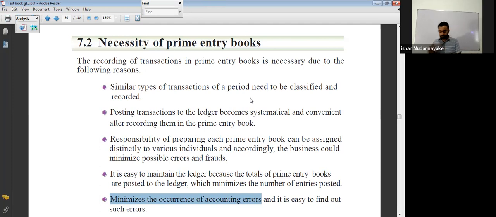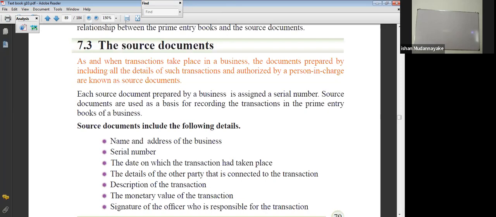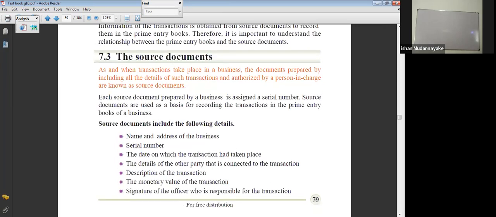Right, then quickly we will move into source document. Now we are on page number 79, grade 10 textbook. Here we will look at the source document.